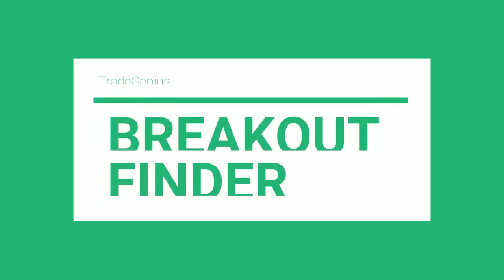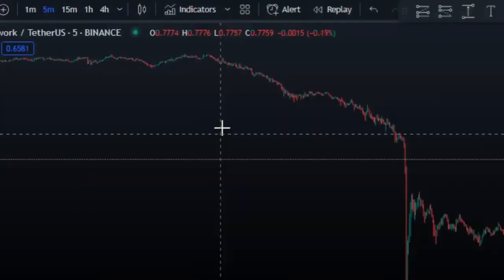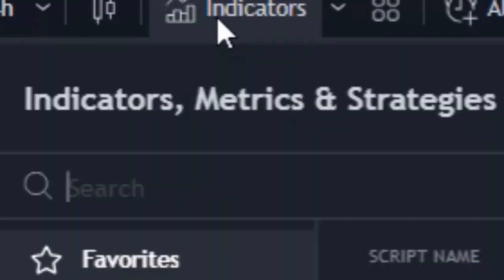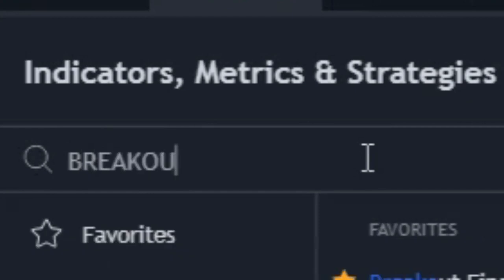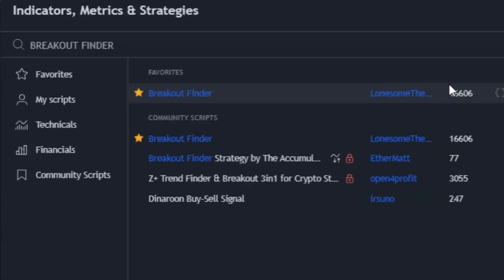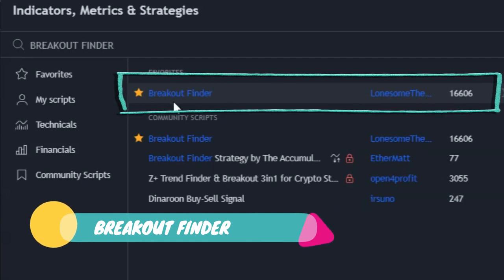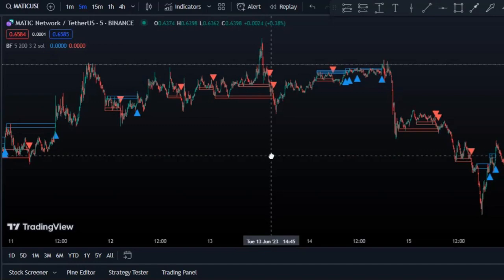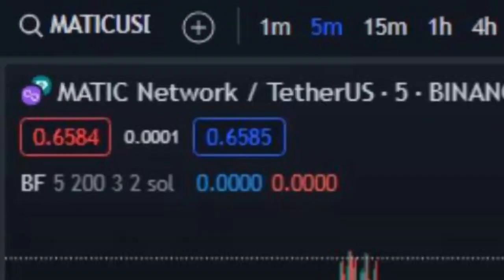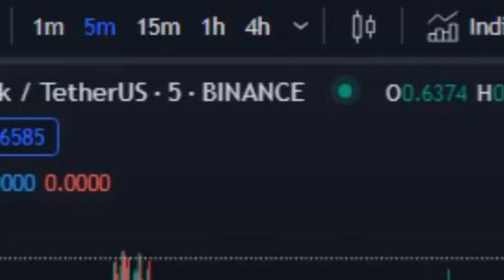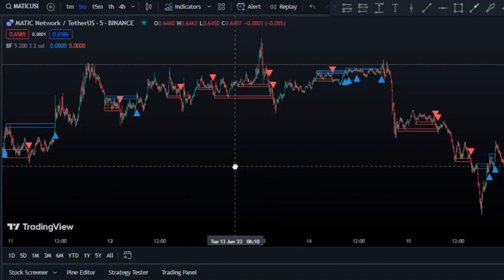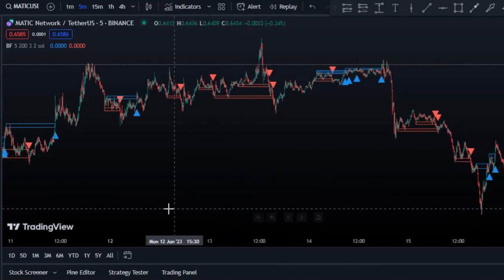Let's start by adding the breakout indicator to our chart. I'll demonstrate this scalping trading strategy using the Matic chart with a 5-minute time frame, but feel free to use it on any symbol and time frame you like. The breakout finder indicator helps us spot important breakout areas for trading, but to optimize it, let's adjust some settings.